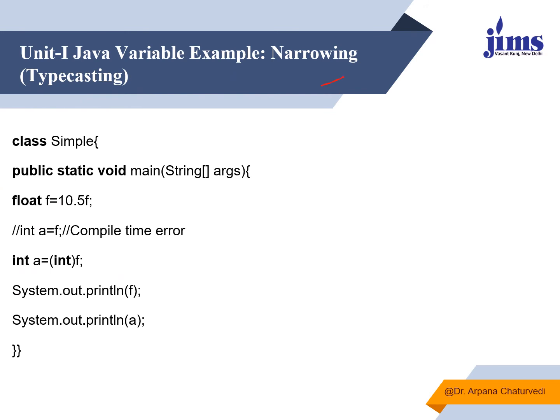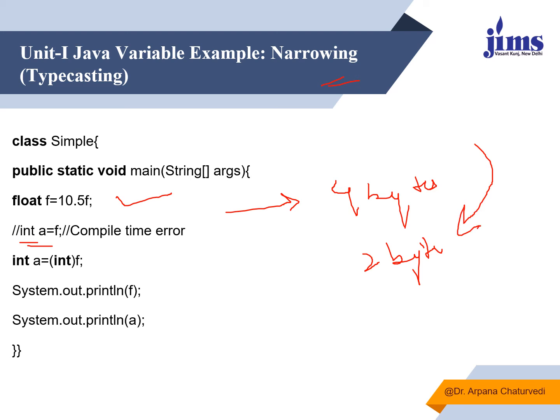Whereas when we talk about narrowing, here we have to do everything explicitly. I am having one variable of float type holding the value 10.5f, and in the memory it is holding the memory size of 4 byte. Again I am having one variable a, an integer, which is having memory size of 2 byte. If I try to store 4 byte of value into 2 byte of memory space, I will not be able to do this. Compile time error will come. So I need to do typecasting.